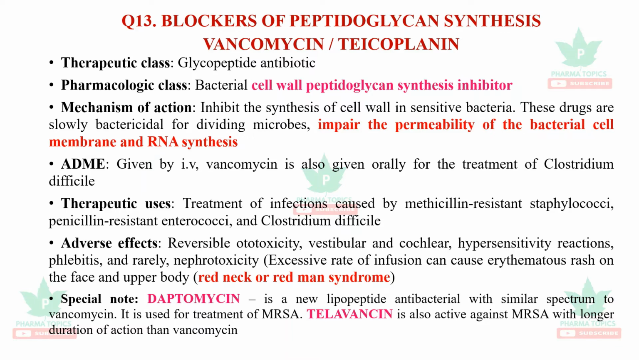Rarely nephrotoxicity may occur, and rarely excessive rate of infusion can cause erythematous rash on the face and upper body, that is red neck or red man syndrome. Red man syndrome can be asked in 2 marks. Daptomycin is a new lipopeptide antibacterial with a similar spectrum to vancomycin. It is used in treatment of methicillin resistant Staph aureus. Telavancin is also active against methicillin resistant Staph aureus with a longer duration of action than vancomycin.